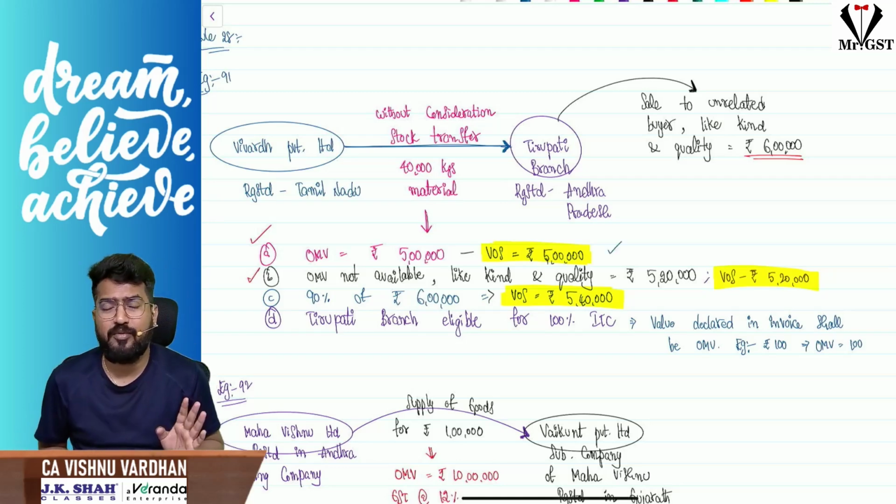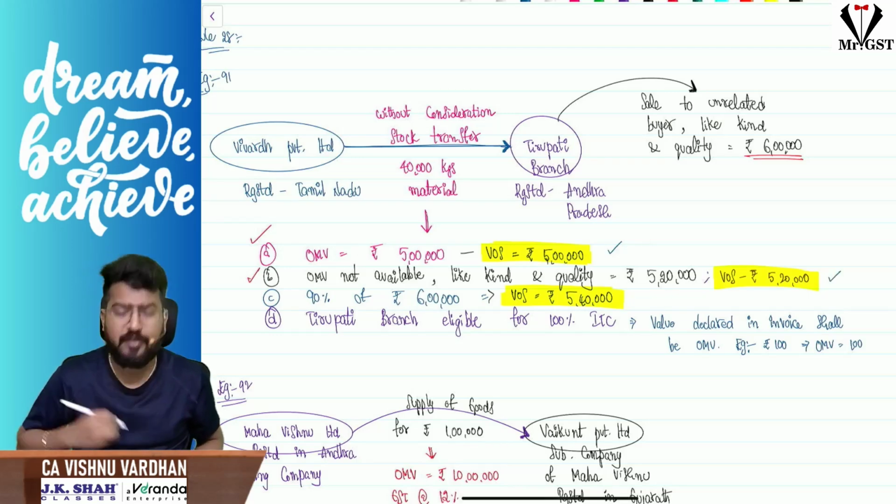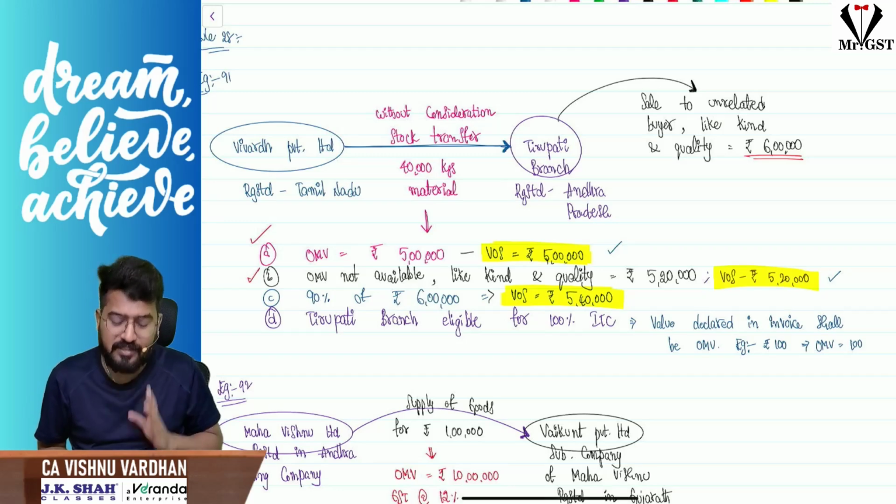Sir, open market value is not available, but goods of like kind and quality we have, at 5,20,000. Then the value of supply will be 5,20,000. Sir, that is also not available. Then what should I do?